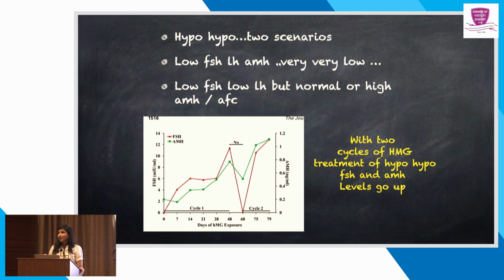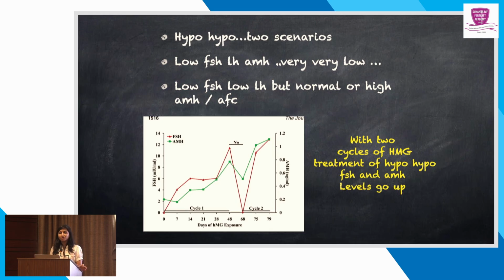Now, what is important in hypo-hypo again is to see whether it's of hypothalamic origin or pituitary origin. So you can do a gonadotropin agonist stimulation test. You give leuprolide 2 ml, then half-hourly you check the FSH level. If there is an increase, it means the pituitary is still functional and it is a hypothalamic problem.